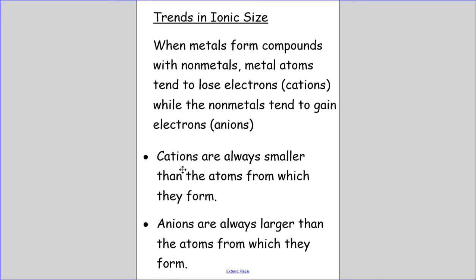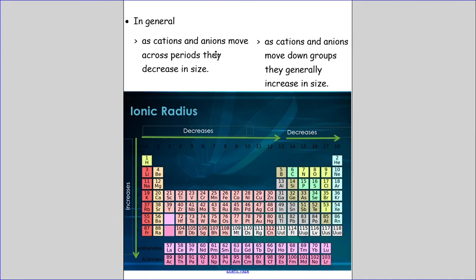The reason is that they lose electrons, and so if we were to picture how these orbitals or shells work, as they lose electrons, they start to go down in energy level or down in orbit, and it's going to cause them to be smaller atoms. Whereas anions are always larger than the atoms they form because they tend to gain electrons, so they get a little bit larger. So in general, as cations and anions move across the period, they decrease in size. And as anions and cations move down groups, they tend to increase in size.